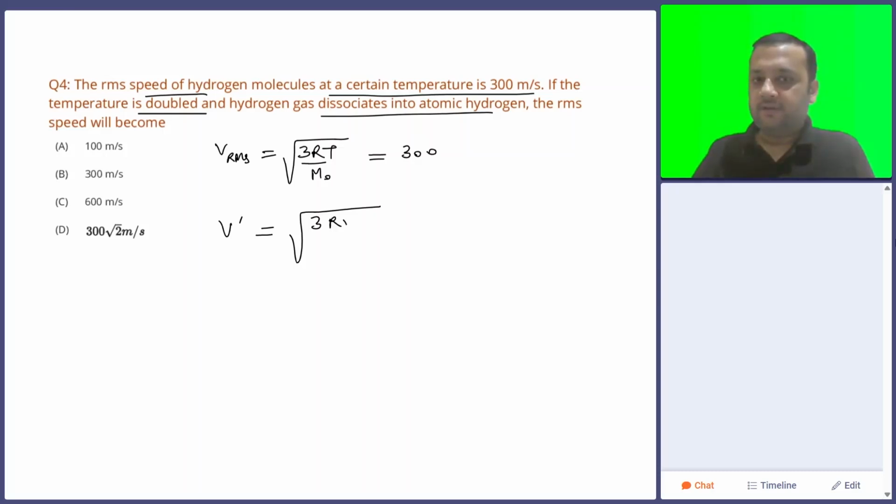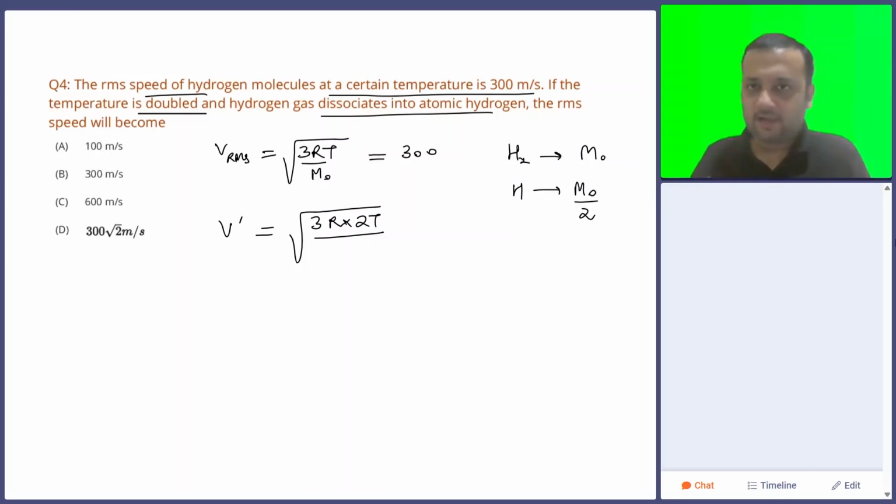So see what we have done. We have doubled the temperature. That means instead of T, you will write 2T. Now since the hydrogen has dissociated into atoms, its molar weight will change. Basically, molecular hydrogen, that means H2, has a molar weight of m naught, which is 2 grams. So atomic hydrogen will have a molar weight of 1 gram, which is basically m naught by 2. So we are saying that its molar weight is becoming half of the initial value. So molar weight will become m naught by 2, where m naught was the original molar weight, which is actually 2 grams for hydrogen.